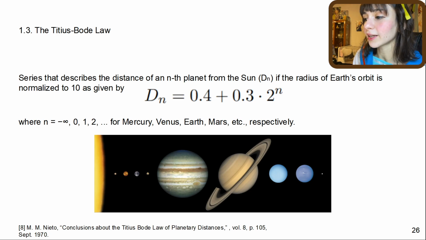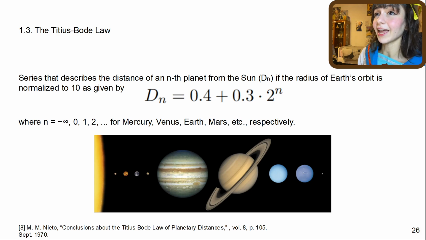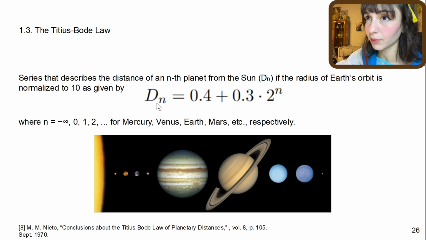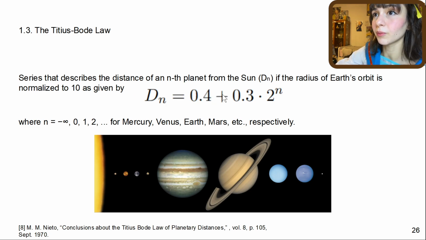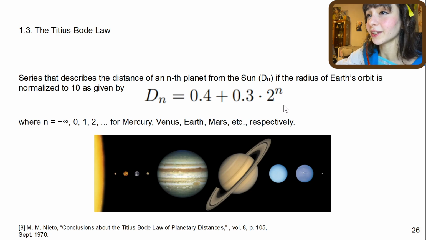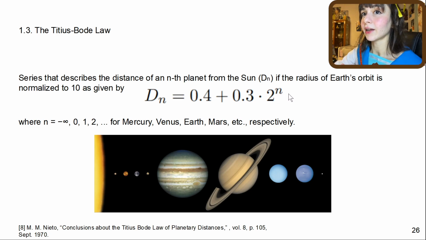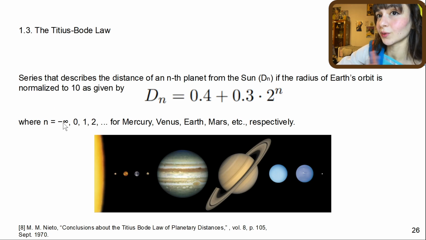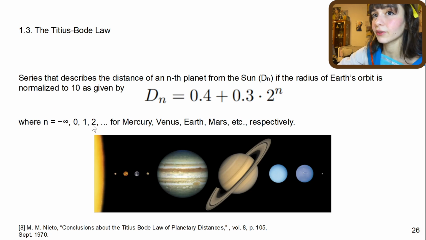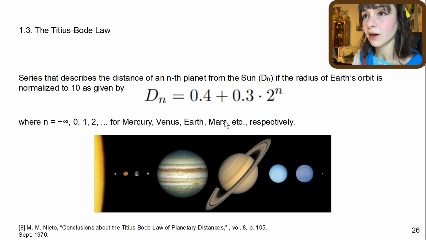So the Titius-Bode law is a series that describes the distance of the nth planet, so planet number n, from the sun if the radius of Earth's orbit is normalized to 10. So it's d_n, the distance of my nth planet, is equal to 0.4 plus 0.3 times 2 to the n. So if we say n is minus infinity, so the closest, it would be Mercury. If we say it's 0, then it's Venus. If we say it's 1, it's Earth, 2, Mars, etc., respectively.